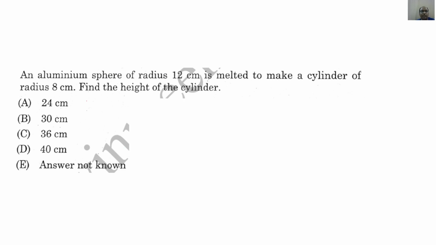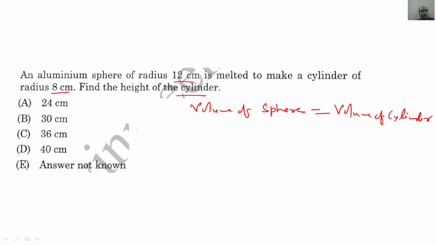Next one, an aluminum sphere of radius 12 centimeter is melted to make a cylinder of radius 8 centimeter. Find the height of the cylinder. So wherever this melting type of case is taking place from one shape to another, there we need to utilize volume. So the volume of the sphere which was melted, and it is redesigned to the shape of a cylinder, both will be equal. Okay, so the volume of that metal which is used for making a sphere, that same is melted and made as a cylinder. So volume will be the same.